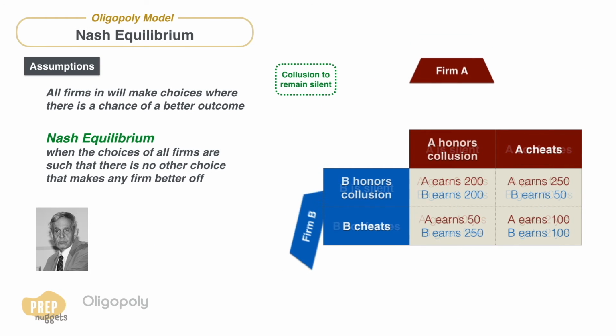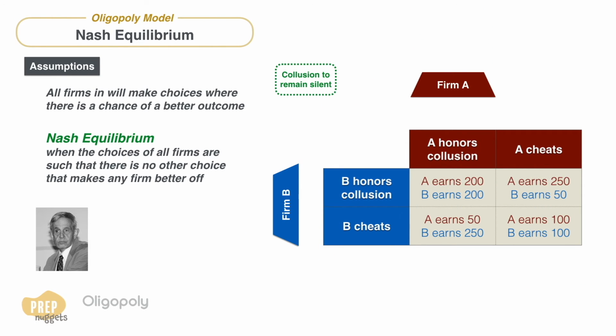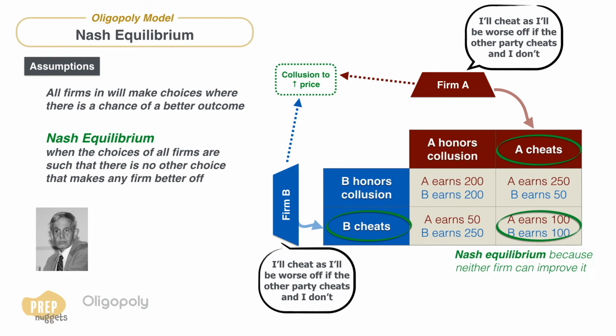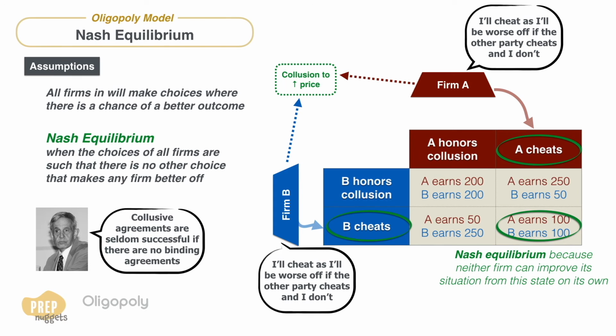So likewise for an oligopoly with two firms. Both firms could collude beforehand to increase prices so both earn higher profits. However, if there are no binding agreements, both firms will choose to cheat as they could potentially earn more and there is no guarantee that the other party will honour the collusion. The Nash equilibrium is therefore for both firms to cheat. So according to Nash, collusive agreements to increase profits are seldom successful if there are no binding agreements.